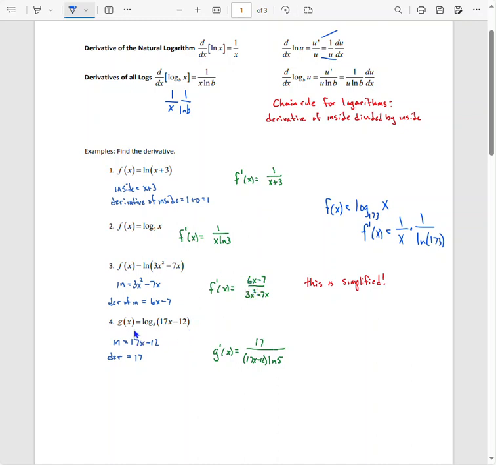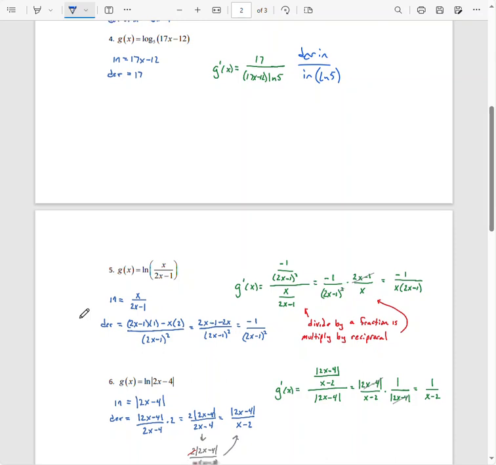All right, number 4, g of x equals log base 5 of 17x minus 12. The inside of the logarithm is 17x minus 12, and the derivative of 17x minus 12 is 17. So the derivative of log base 5 of something is the derivative of the inside divided by the inside, multiplied by the natural log of the base 5. The inside is 17x minus 12, so I put that in parentheses. Don't make it harder than it actually is.